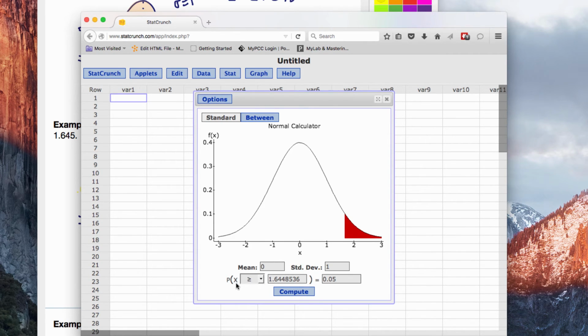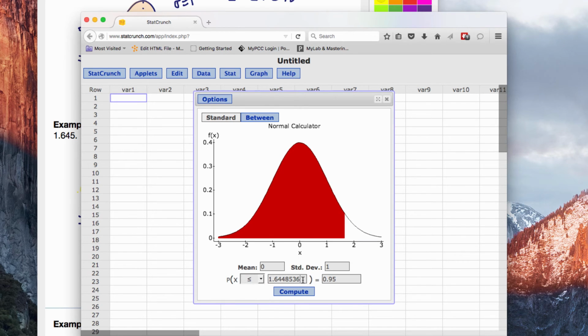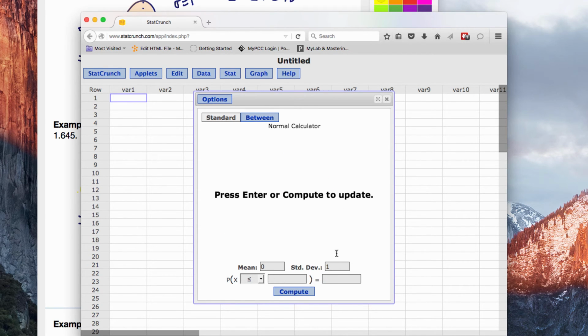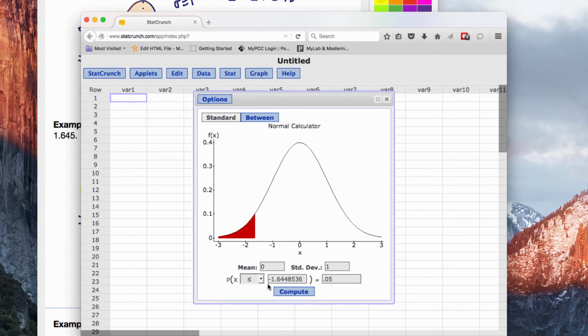It says find me the x value where if I go above that x value, I'll get 5% of the area. So I put in 0.05 and it gave me 1.64, and hey look, we have more decimal places now. You could round that to 1.645, and that's probably good. This many decimal places is a little overkill. If you had a left-sided test, I would just switch it around. Less than or equal to some number would give me 0.05. Push compute again. See how it gave me the negative sign? I just flipped it to the opposite. It's that mirror image because we have a symmetric distribution.